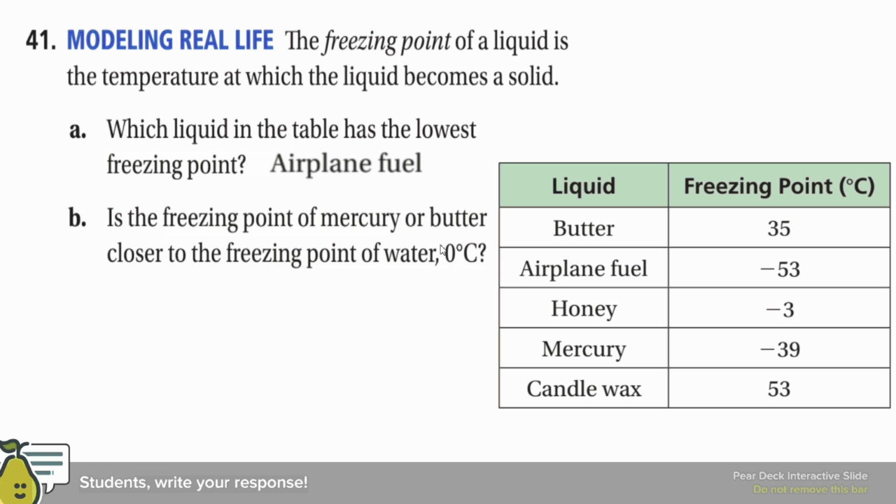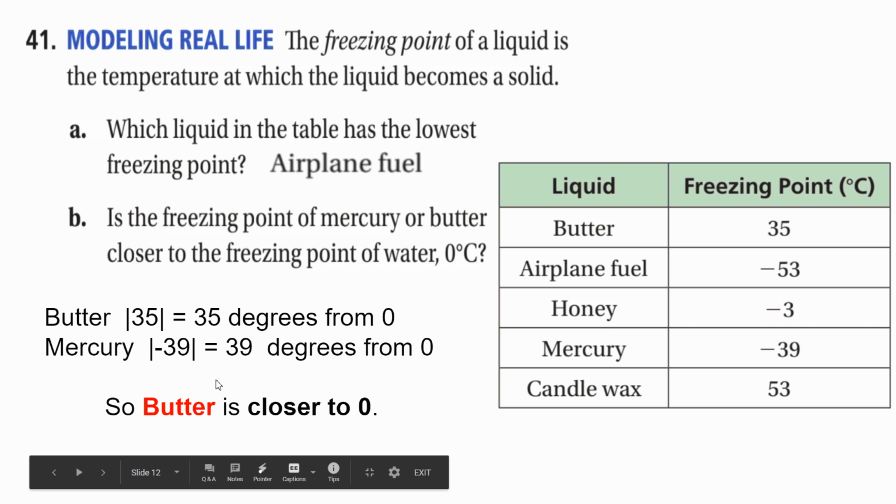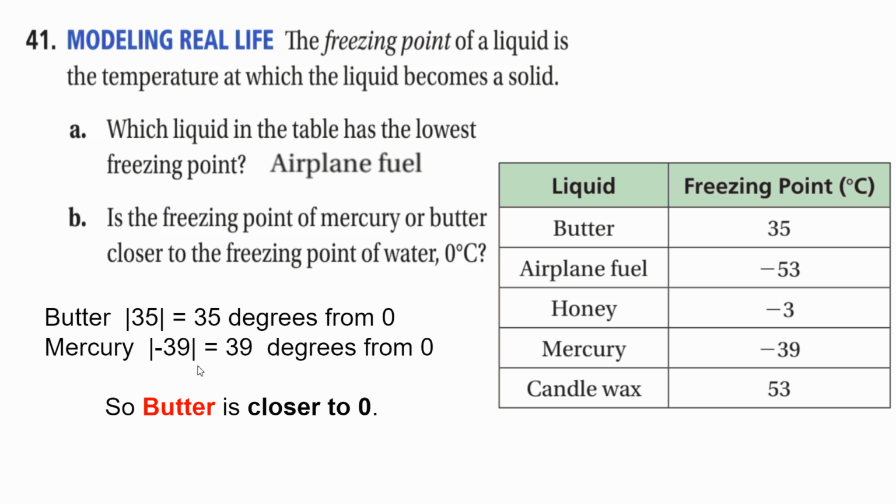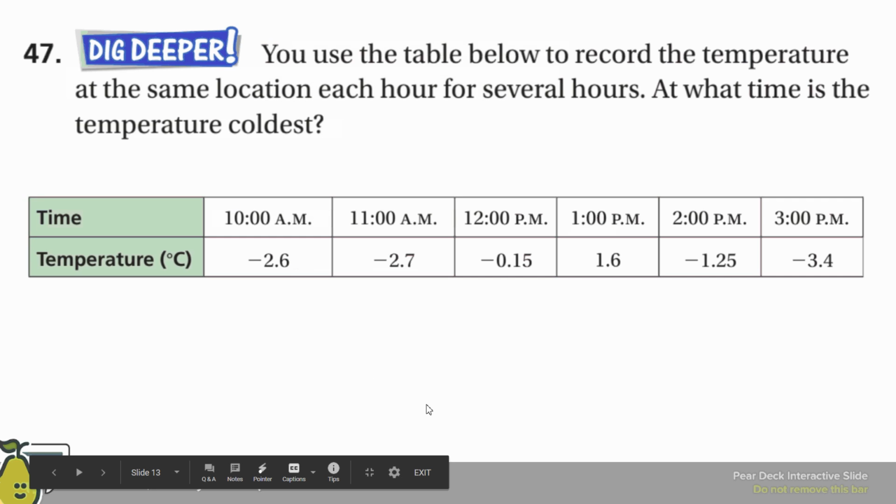So that's close. But butter is 35. And if we took the absolute value of 35 degrees Celsius, that would be just 35. Well, 35 is closer to zero than 39. So if you said butter, you're correct. So butter has an absolute value of 35, which is degrees from zero. Mercury had negative 39, which was an absolute value of 39 degrees away from zero. So butter is closer to zero.